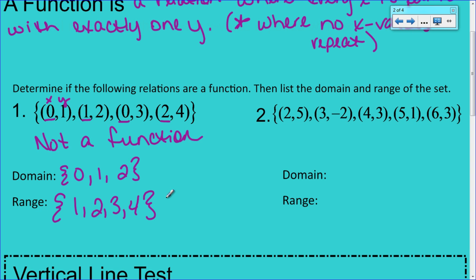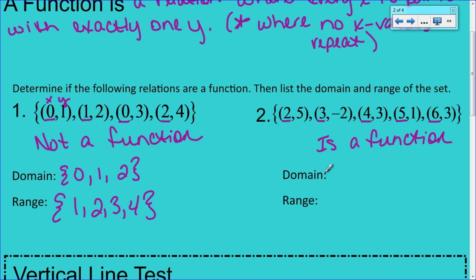We're going to do the same thing. We're going to look at all our x values and see if any of them repeat. So we're going to underline them, highlight them, circle them, whatever you need to do. I have a 2, a 3, a 4, a 5, and a 6. Every single x value I just underlined and said out loud is a different value of x. None of them ever repeat. So this is a function because none of the x values repeat.